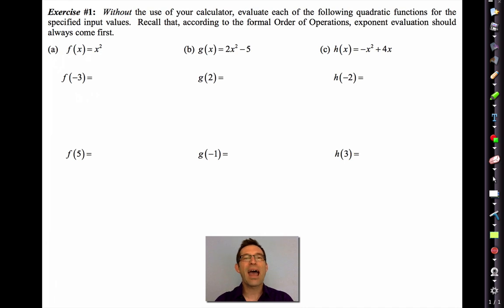Exercise number 1. Without the use of your calculator, evaluate each of the following quadratic functions for the specified input values. Recall that, according to the formal order of operations, exponent evaluation should always come first. How about you take this as a moment to make sure that you understand your order of operations and how to interpret things. Pause the video and be especially careful in letter C, but don't use your calculator. All right, go ahead.